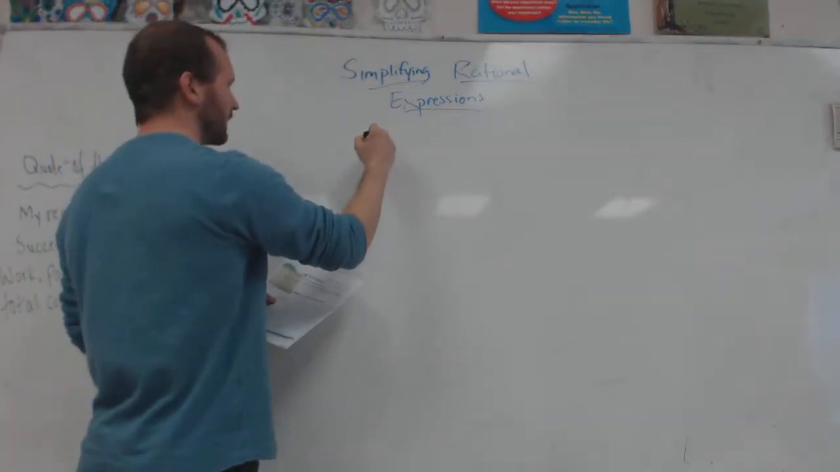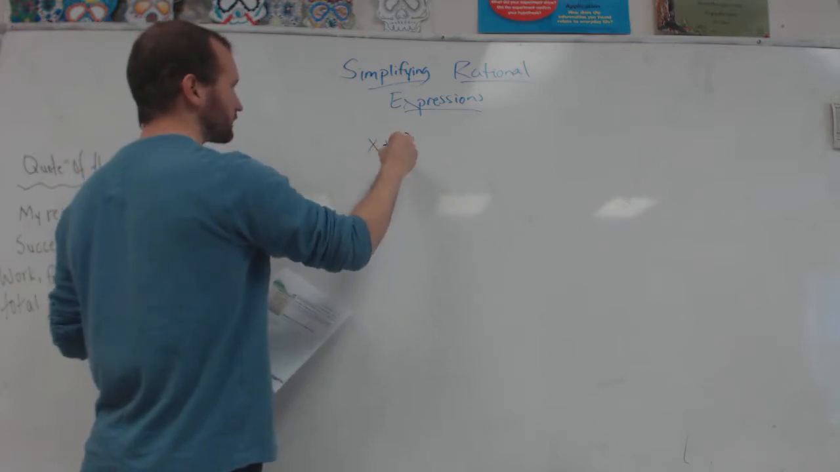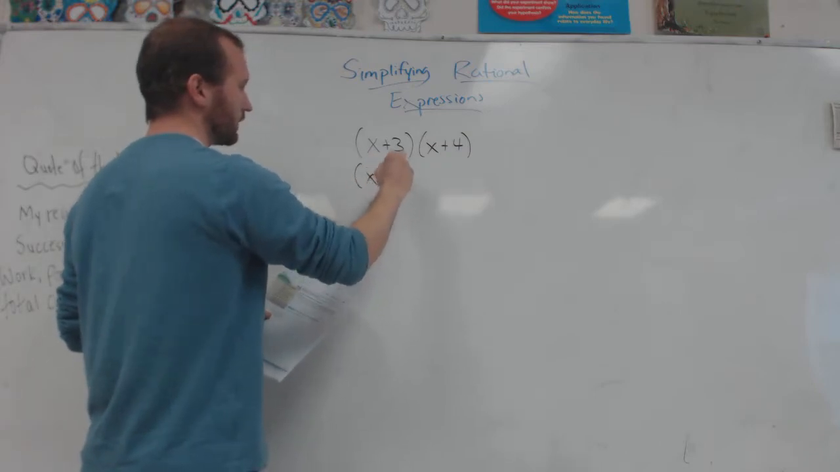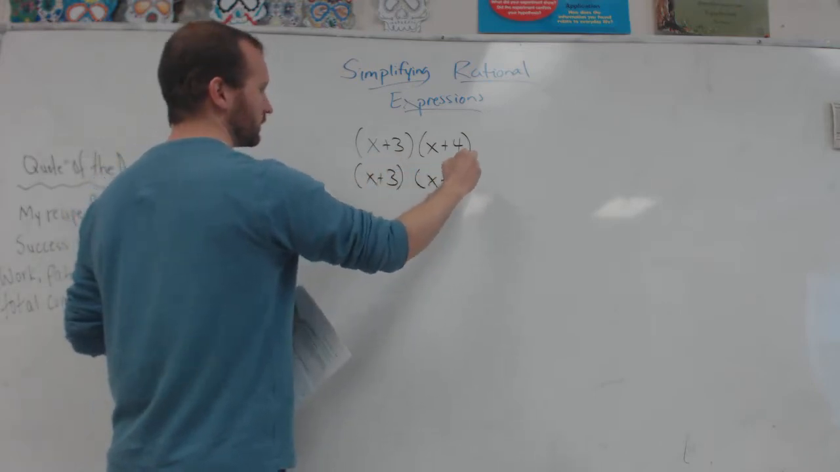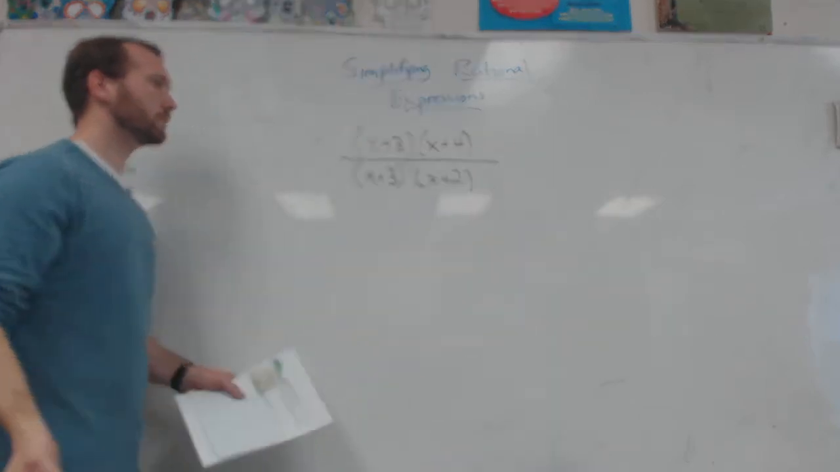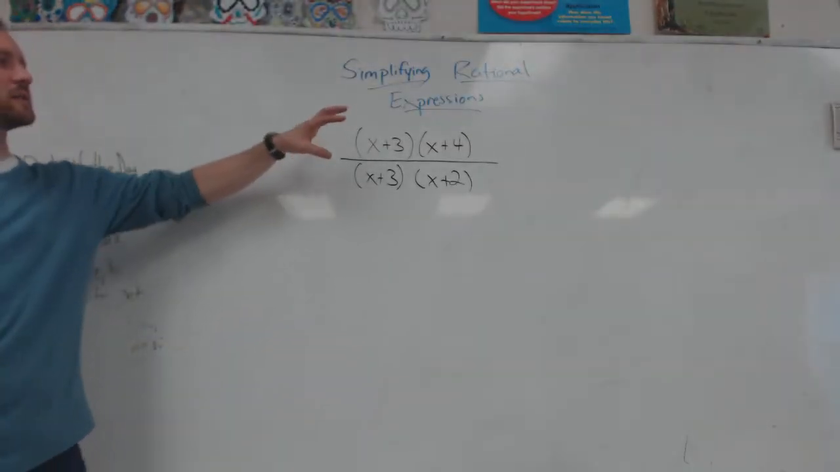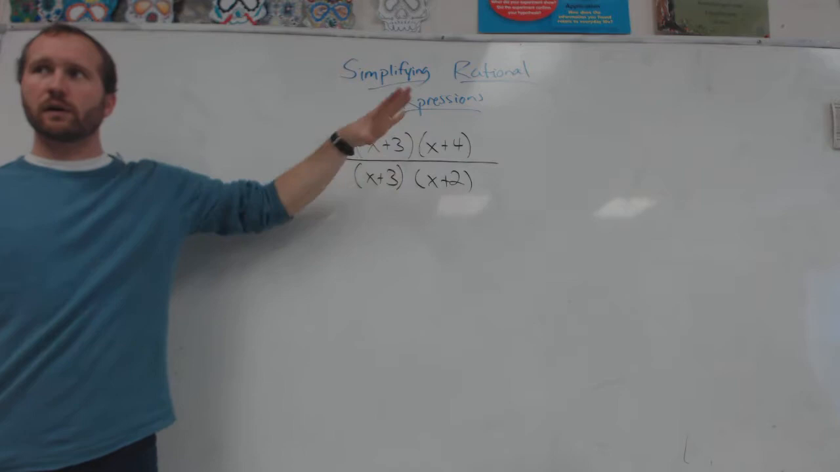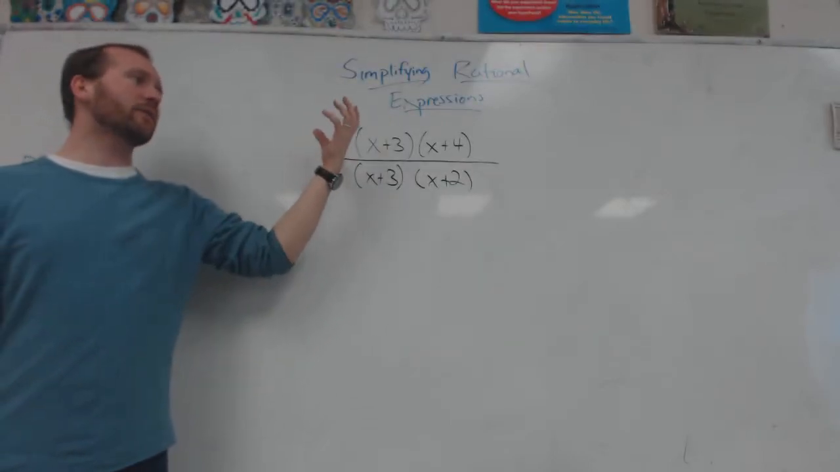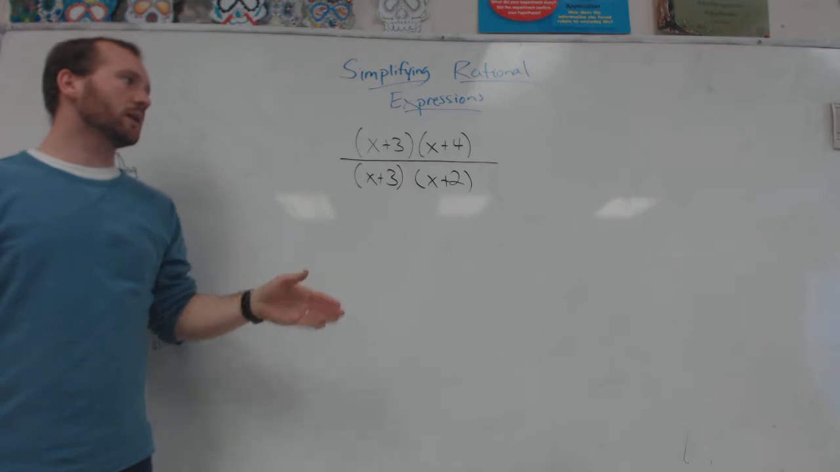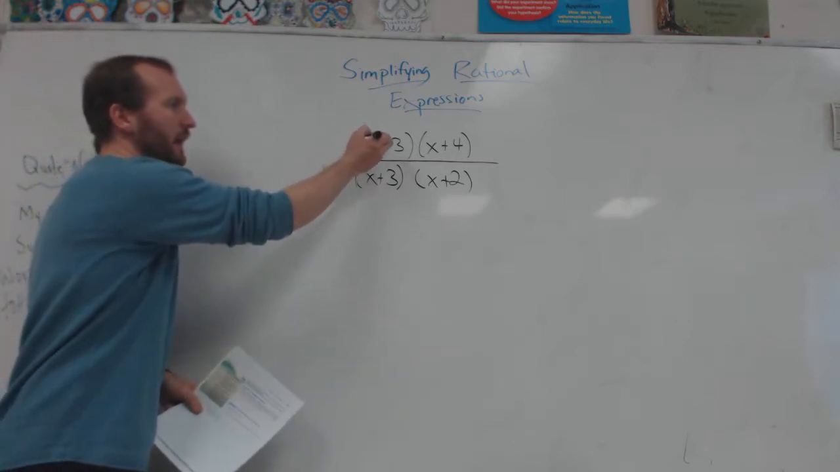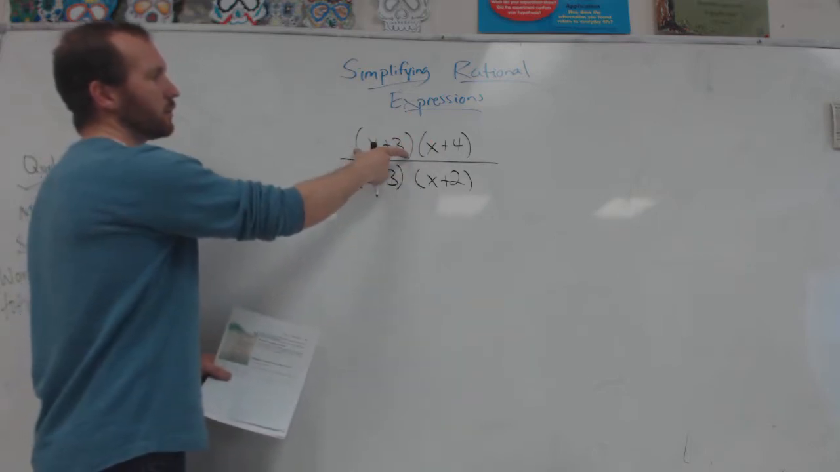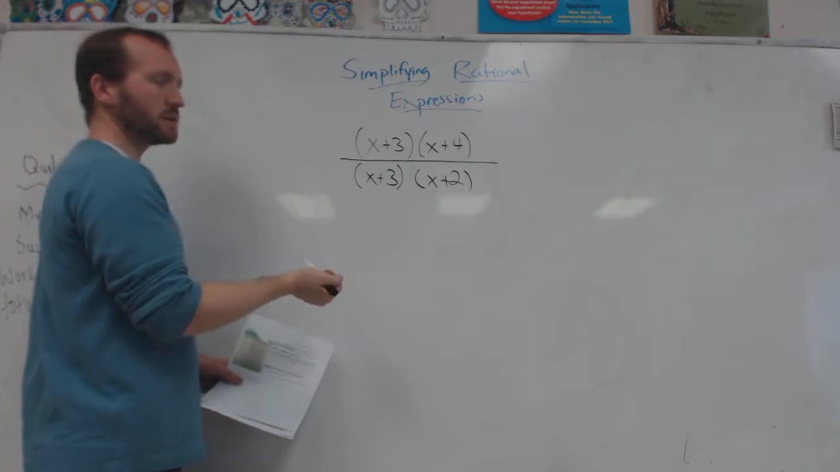So what if I had something like this? x plus 3 times x plus 4 over x plus 3 times x plus 2. The first thing I want to look at, these are my factors: x plus 3 times x plus 4 and x plus 3 times x plus 2. Because I have to remember that rule about canceling factors, not terms. So, for example, I can't just cancel the x's here, and I can't just cancel the 3's. I would have to cancel this whole thing with this whole thing.